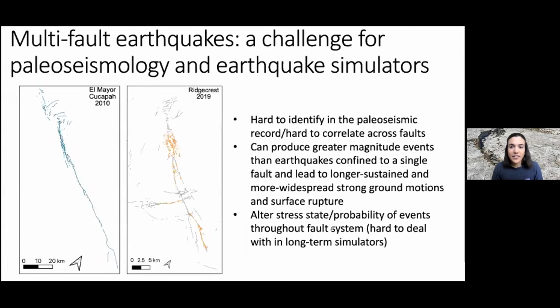These events are tricky. They're hard to identify in the paleoseismic record. They're hard to correlate across faults. They alter the stress and probability of events throughout a fault system. So they're really hard to deal with in long-term simulators. So we're really interested in what their mechanics are and how frequently they're happening. These Eastern California shear zone events happened in pretty remote areas, which is good.